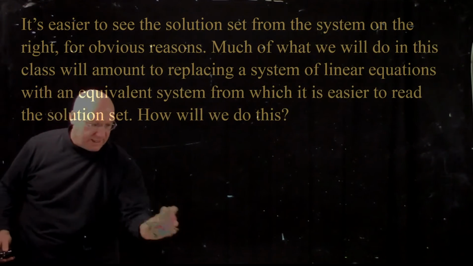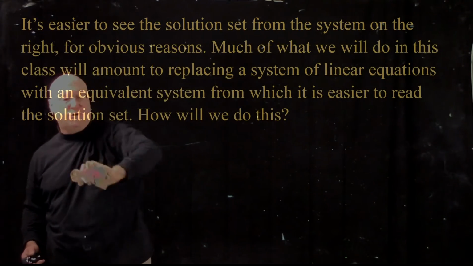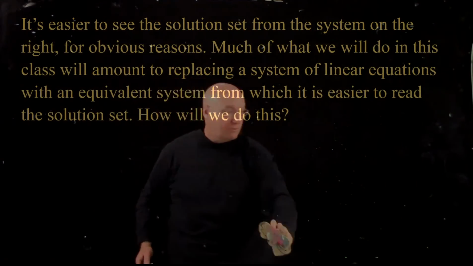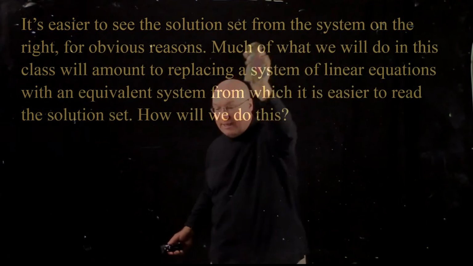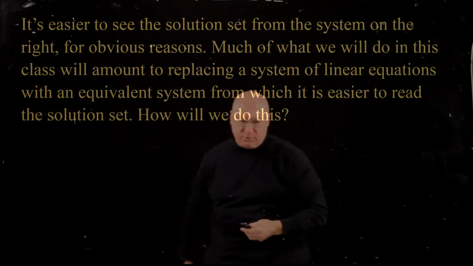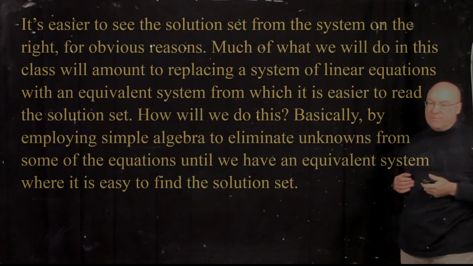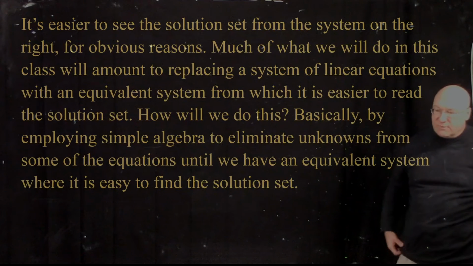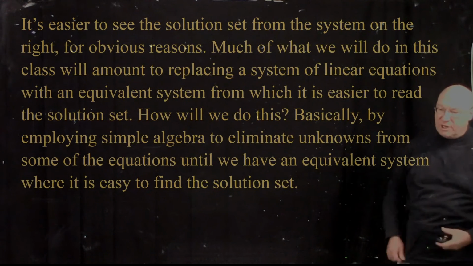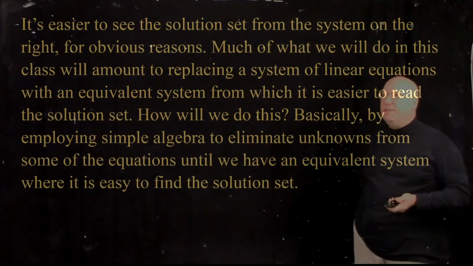I give you a system that I don't understand the solution set for, but if I can convert the system into one where it's easy to read the solution set, and it's the same solution set, it's an equivalent system, then I'm working. So how will we do this? Well, we'll employ some simple algebra to eliminate unknowns from some of the equations until we have an equivalent system where it's easy to find the solution set. And you've done this many times.